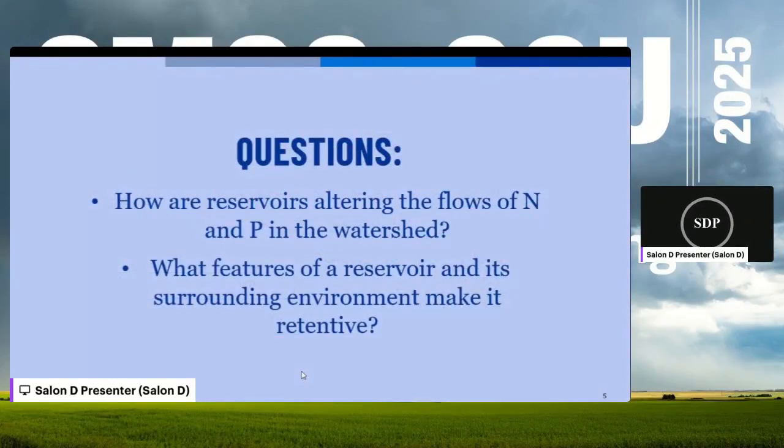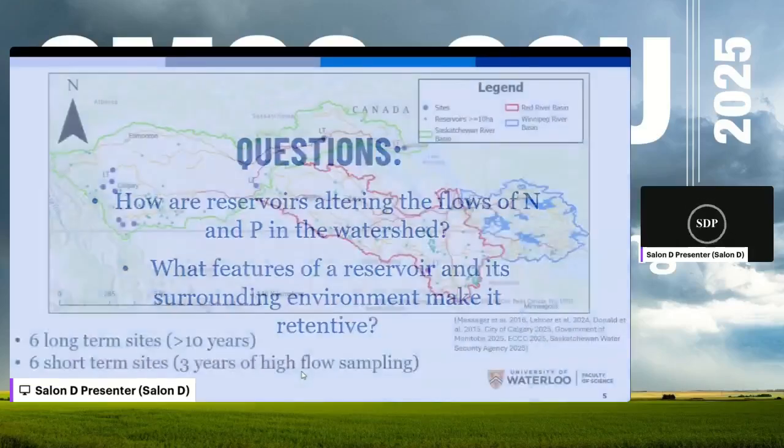So my research questions were, how are these reservoirs altering the flows of nitrogen and phosphorus in the watershed? I say flows because I'm looking both at the amount and the timing of transport. And what features of these reservoirs and their surrounding environment help us predict whether it will be more or less retentive of nitrogen and phosphorus?